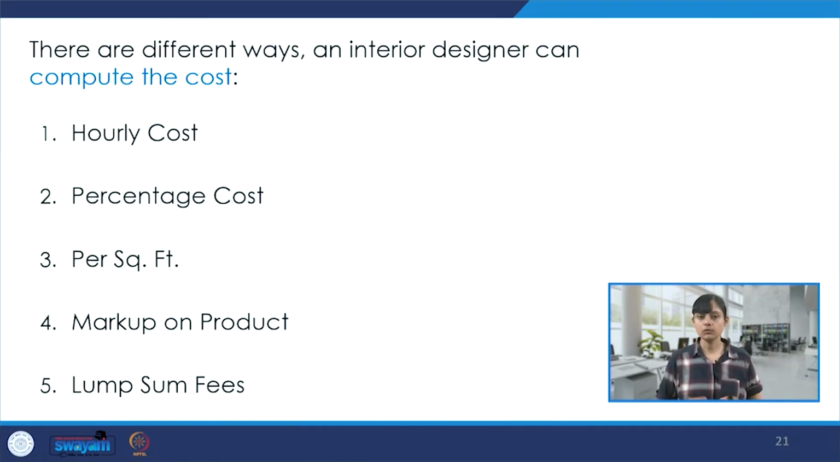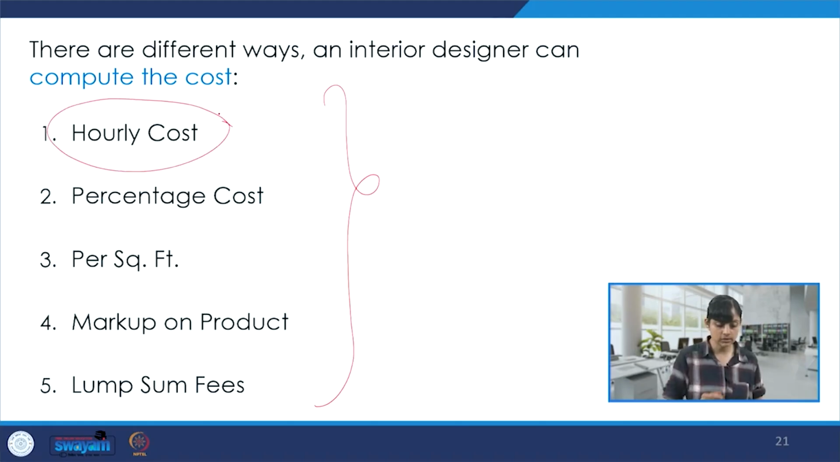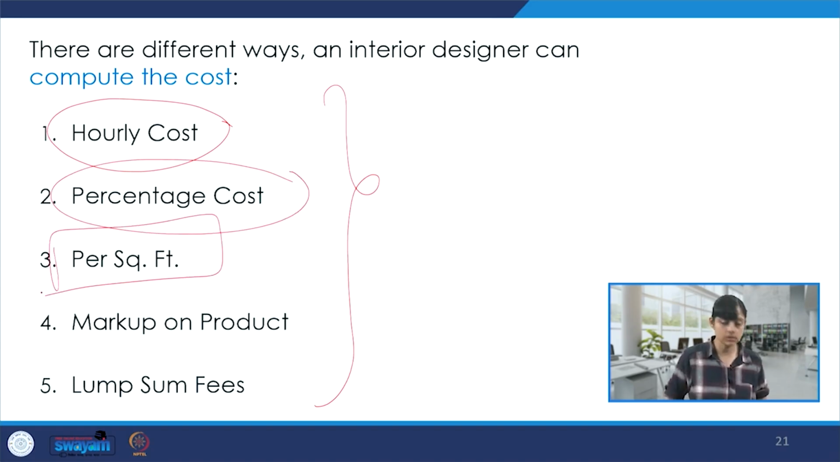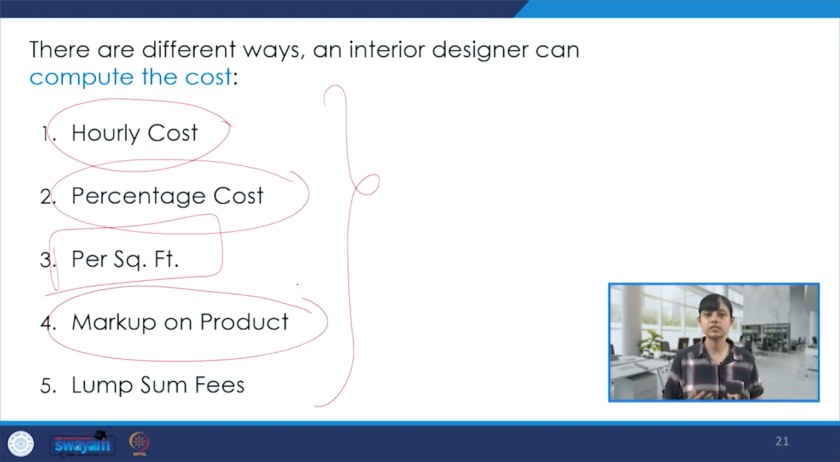And in a nutshell, what we discussed in detail during that particular lecture are the most popular ways of computing the cost of an interior design project. The interior designer could be paid an hourly cost, there could be a percentage cost, a per square feet cost for the project. There is a markup on products which we discussed, and there was also the concept of lump sum fees that we came across.